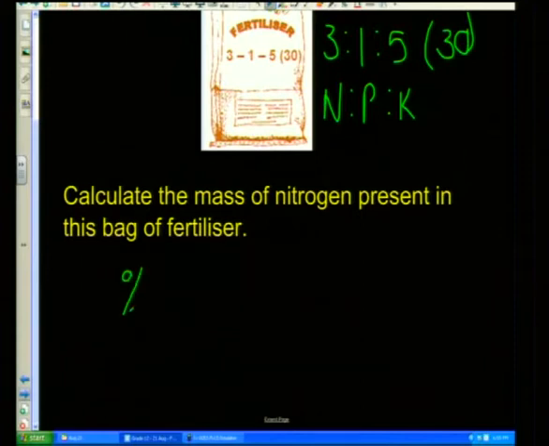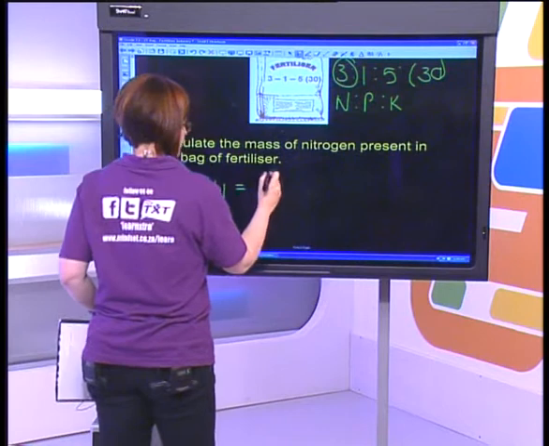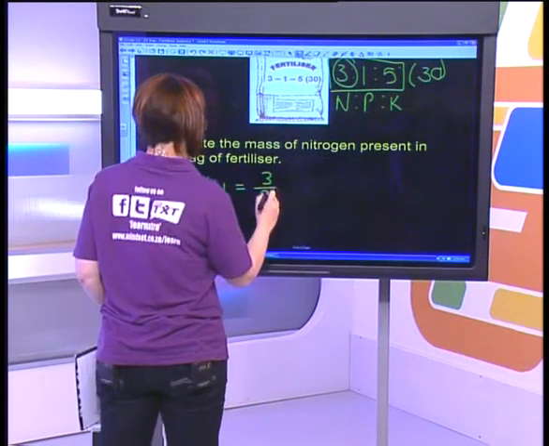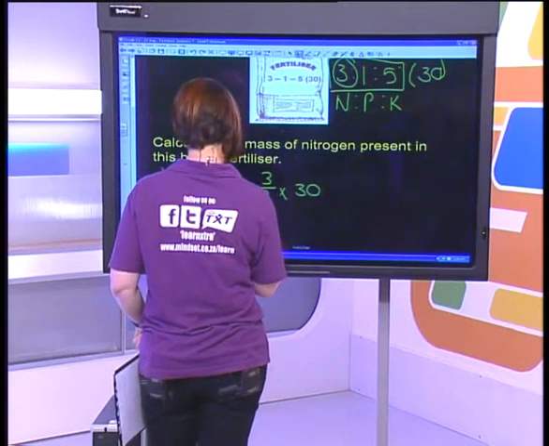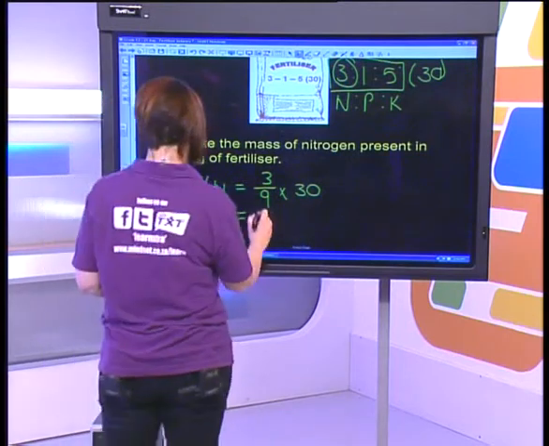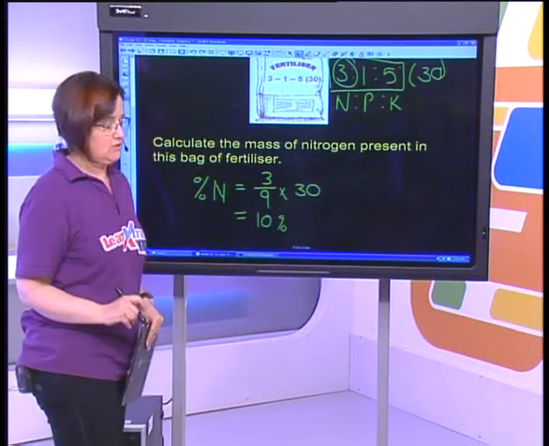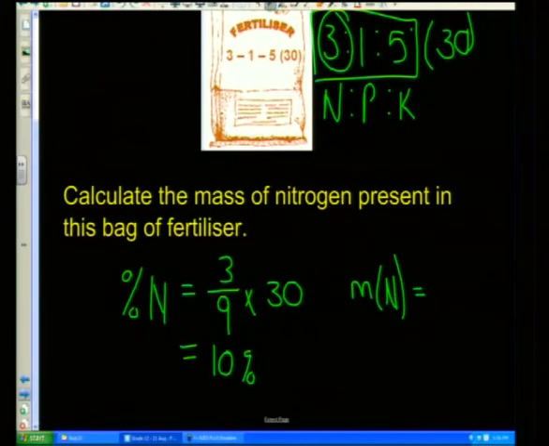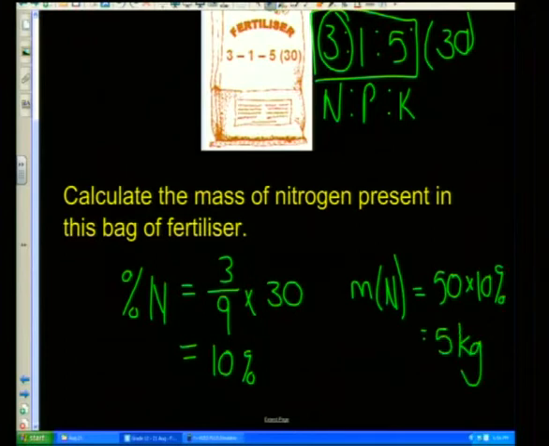Now, we need to first calculate the percentage of nitrogen. The percentage of nitrogen is taking the ratio number 3, divided by the whole, all three of those together, which is 3 plus 1 plus 5, which is 9, times the percentage purity, which is 30. So we're going to have 3 over 9 times 30, and we get 10. So 10% of the bag is nitrogen, but they wanted the mass. So the mass of the nitrogen is going to be 50 kilograms times 10%, which means 5 kilograms. Okay, so 5 kilograms of that bag is the nitrogen.